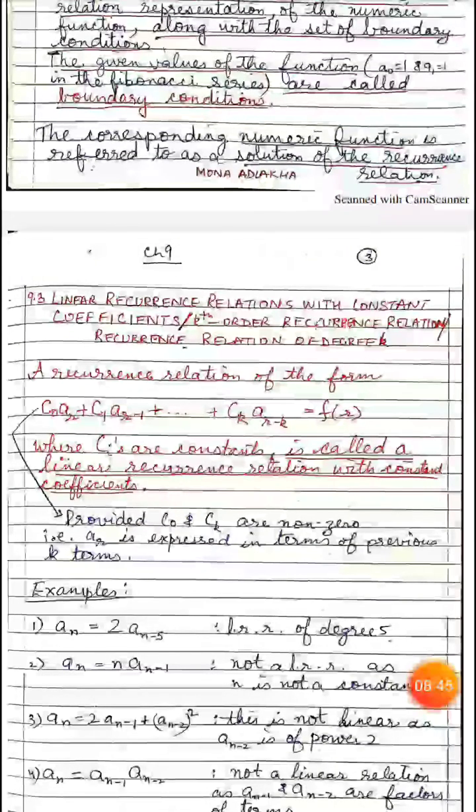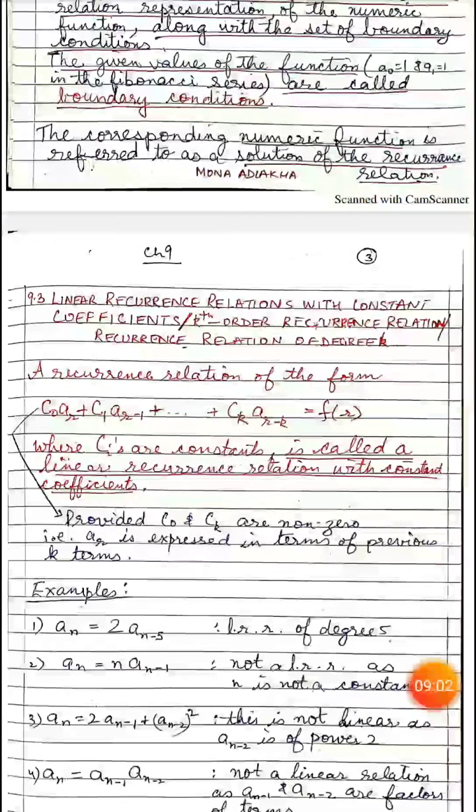Now coming to the next section, which is linear recurrence relation with constant coefficients. They are also called the kth order linear recurrence relation, or the recurrence relation of degree k. You need to remember that here we are talking about a subset of recurrence relations, and that's why we are calling it linear recurrence relation with constant coefficients. Now coming to the kth order: we have seen, for example, the Fibonacci series, where the third term is based on the previous two terms.